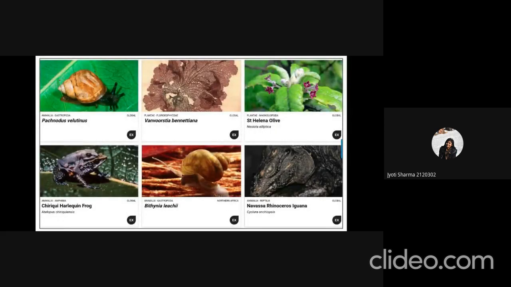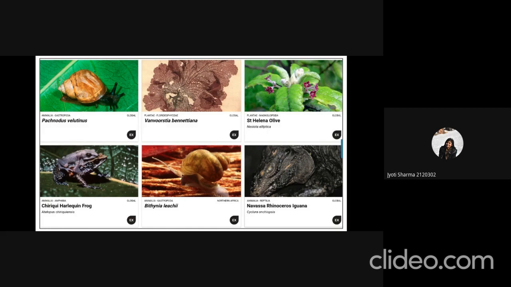Now we have some species that have been extinct. This is also from the IUCN website. Here we can see EX. EX means extinction, so these kinds of species have already gone extinct. Okay, can you see this snail, this different type of plantae, and here we can see the botanical name or the scientific name of the species that has been extinct.